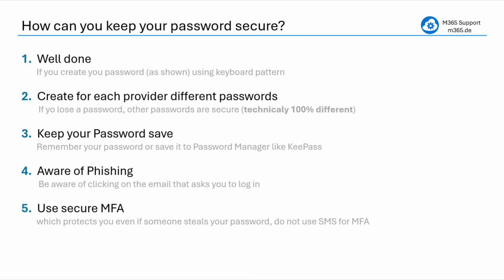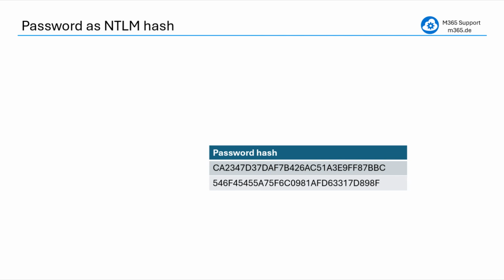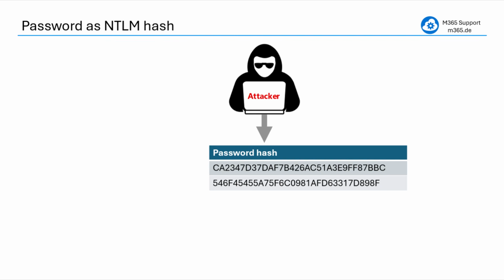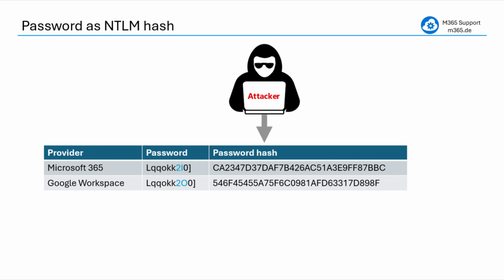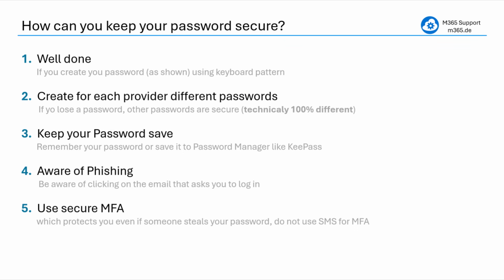The reason is that, even for humans, the password differs only in 1 or 2 signs. Such passwords as hash are 100% different. Can you see that these 2 passwords as a hash differ only in 1 sign? If hackers get the password, they see only these hashes. 3. You can remember all these passwords since you know your own rules to create them. If not, please save it in the password manager like KeePass.